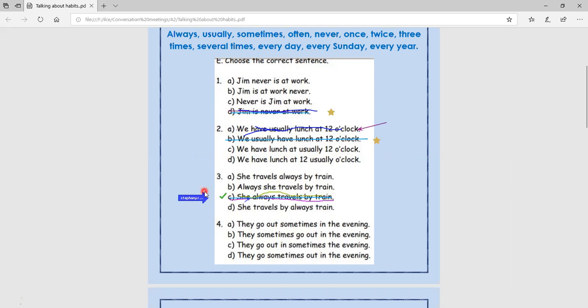All right, number three, A, B, C, or what do you think? Okay, they say she always travels by train. The majority of you say C. All right, let's check. And the correct one is C. Very good. Excellent. All right, so what about four? Okay, pretty good. Wow, good. Excellent. Yes, the correct answer is B. They sometimes go out in the evening. Perfect. Thank you very much.